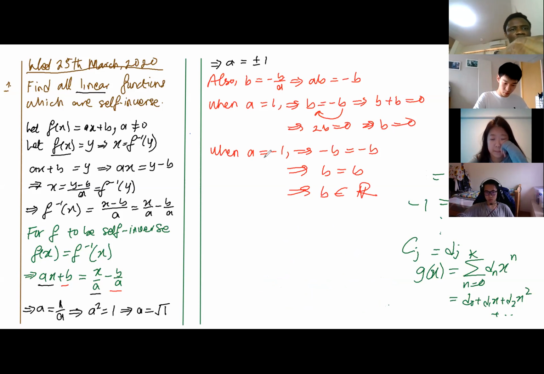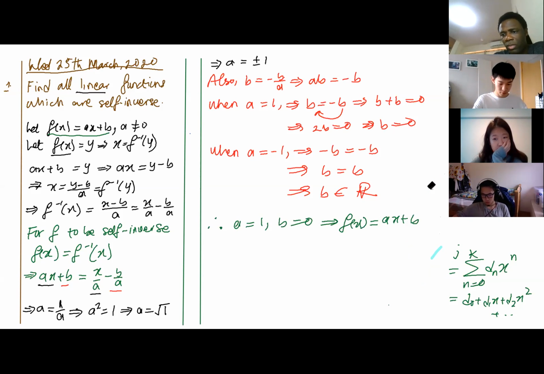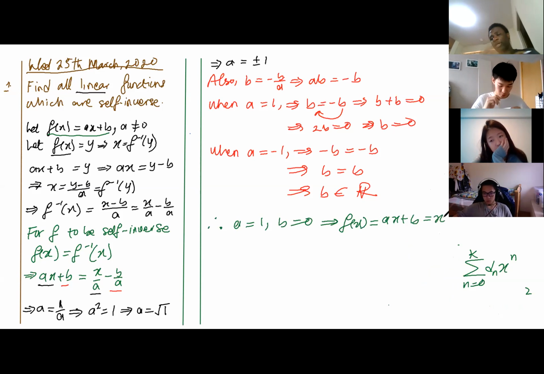So for the first one, conclusion now: a equals 1, b equals 0 gives our function. a is 1, b equals 0. So let's see from here. Can you see that? Our function f of x, that's ax plus b from the beginning. That's our assumption. Then this function will now be what? a is 1, b is equal to 0 will be x. Agreed?